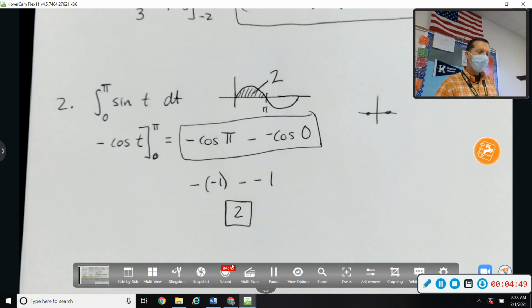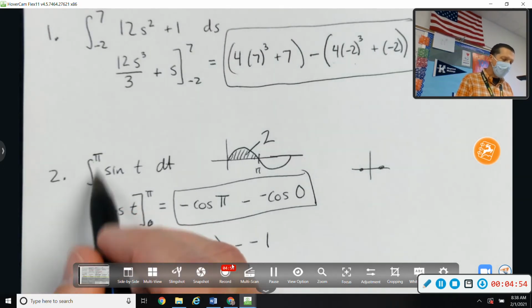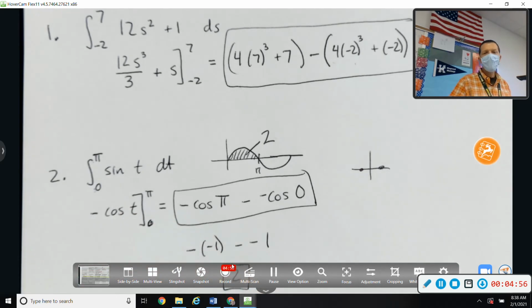Okay, so that's using U substitution. Take the antiderivatives with limits. Top limit minus bottom limit. Let's next go over some of worksheet 26.